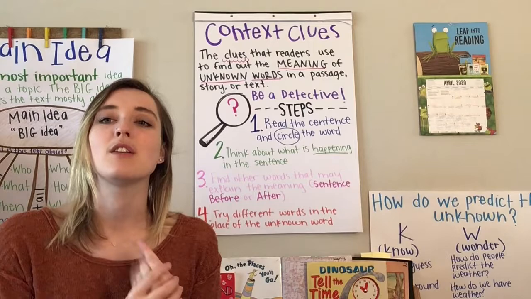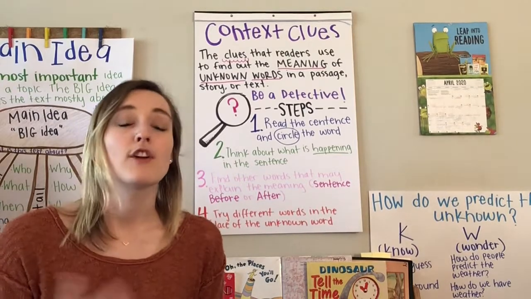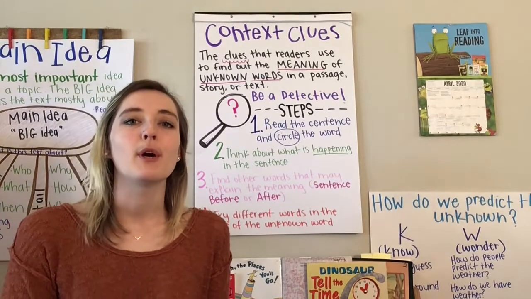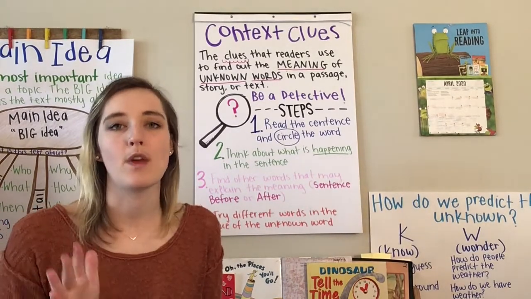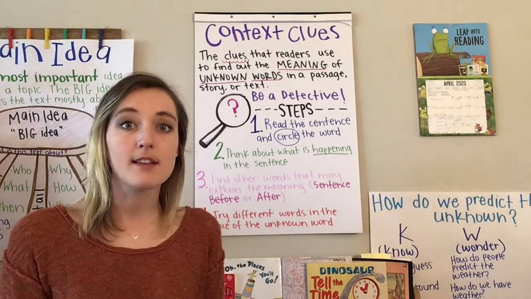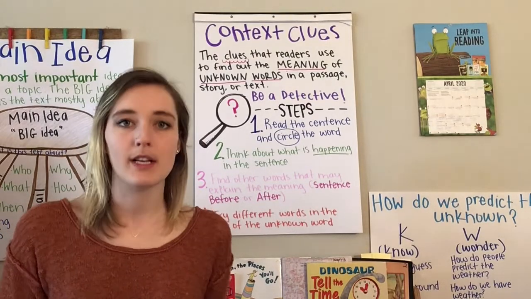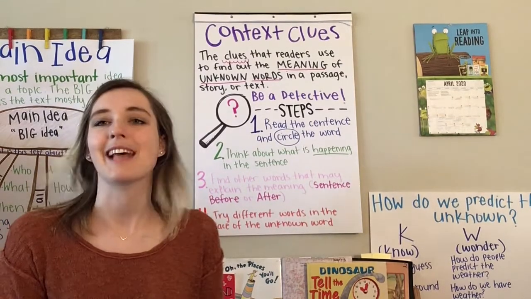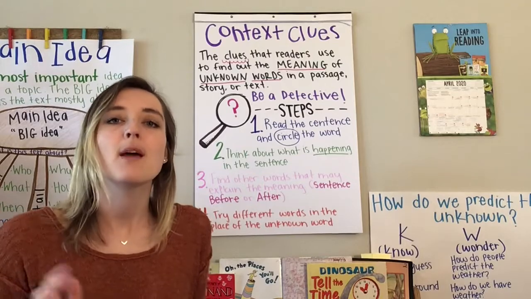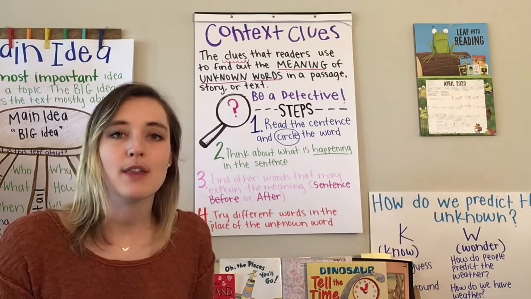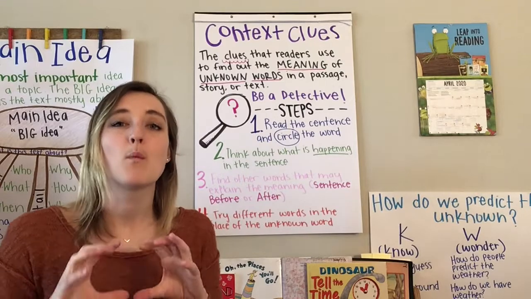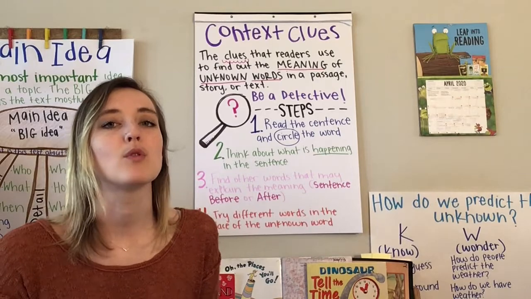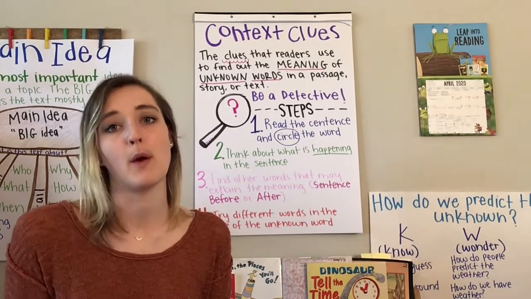There are 4 steps that you need to do to look for context clues to determine what an unknown word is. As you find the word, read the sentence with that word in it. A lot of the times the context clues can be in that sentence or it explains what the word is. Step number 2 is to think about what is happening in that sentence. Think about what's going on in the story, in the text, or in the passage, and really focus on what is happening. Maybe you jot down the things in the sentence that can help you start to determine what that word is.